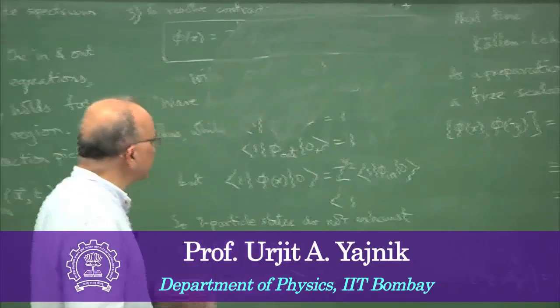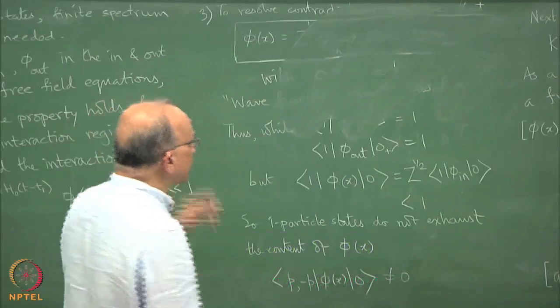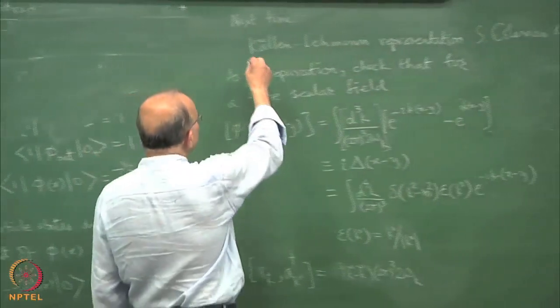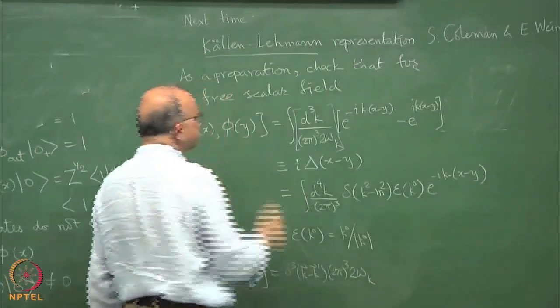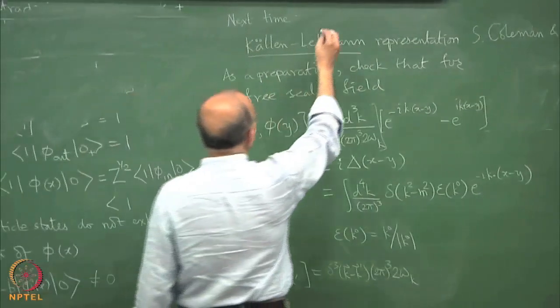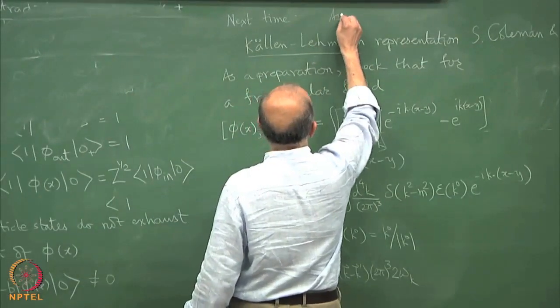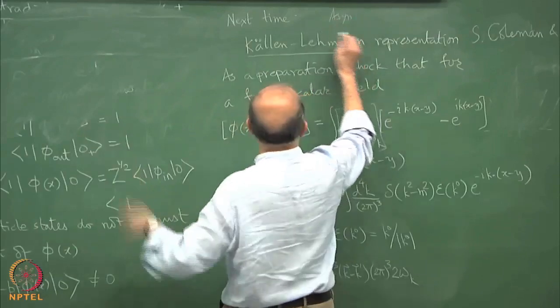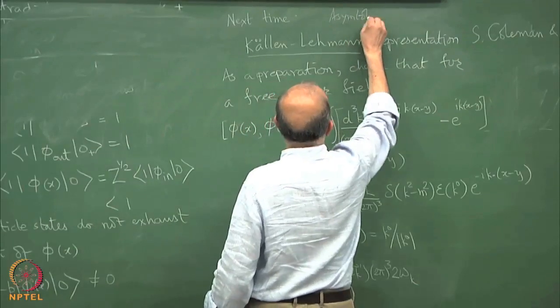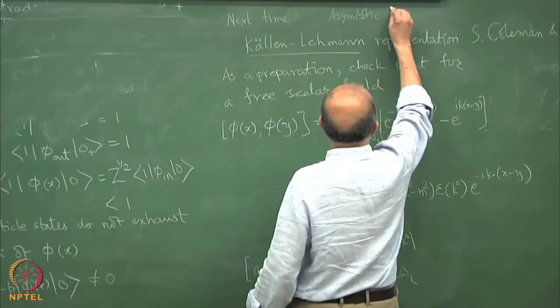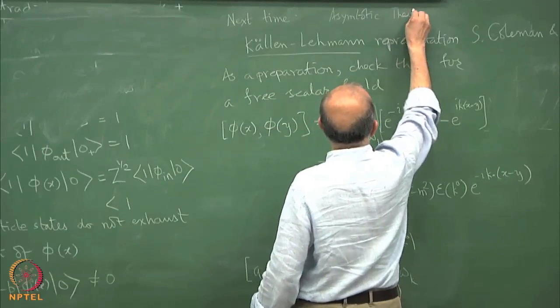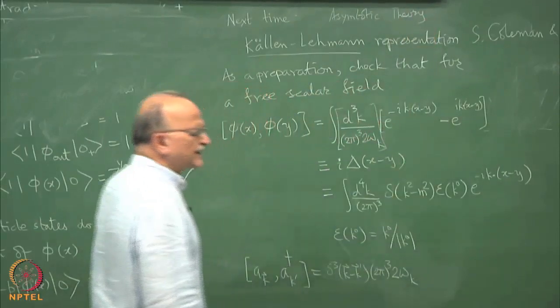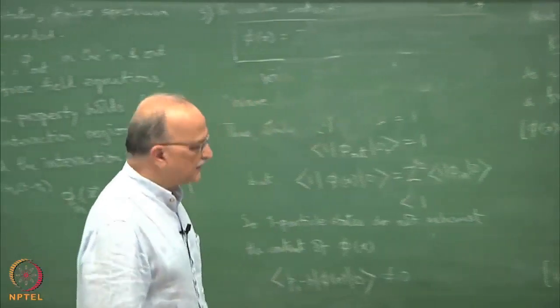And yes, if you would like to be prepared, then you read this section from Itzykson and Zuber, a section called Asymptotic Theory, which is in the chapter called External Fields, the effect of external fields.